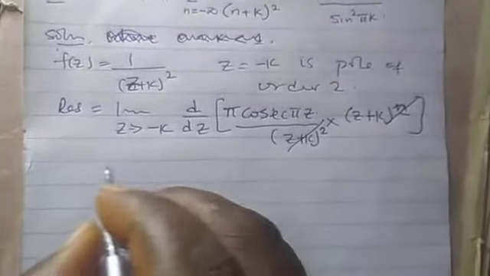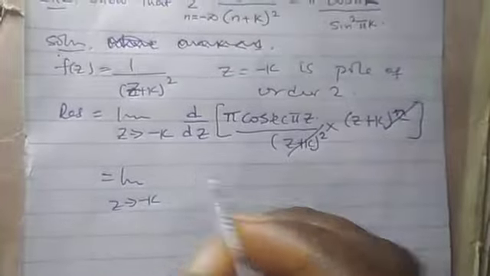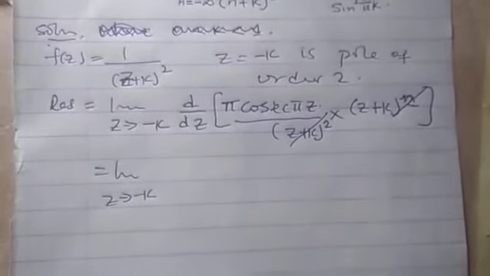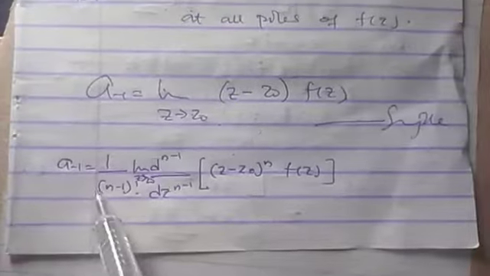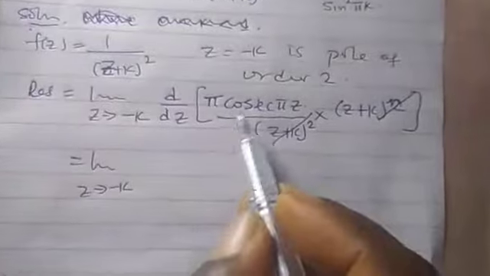Now we are left with this. So this is the limit of z tends to minus k. Once again, this is the formula. So this is the formula that we have applied in our solution. Now, you are left with differentiation of this. Then we take the limit.